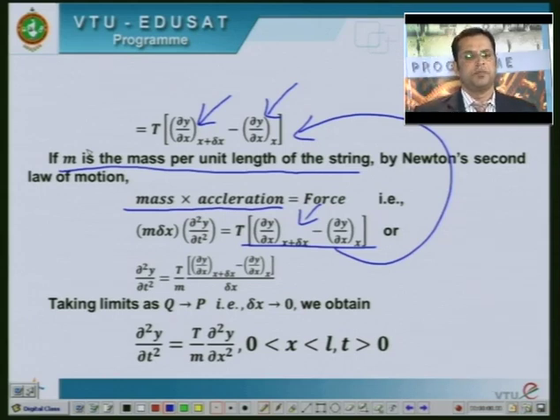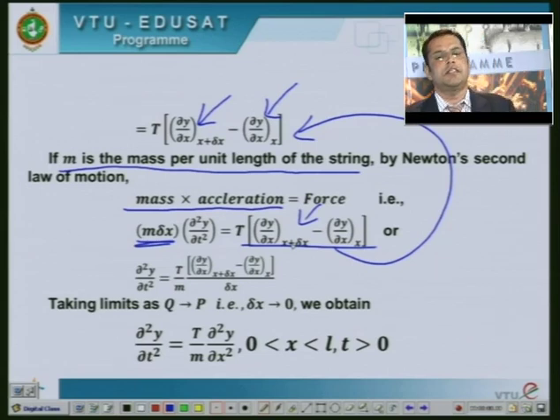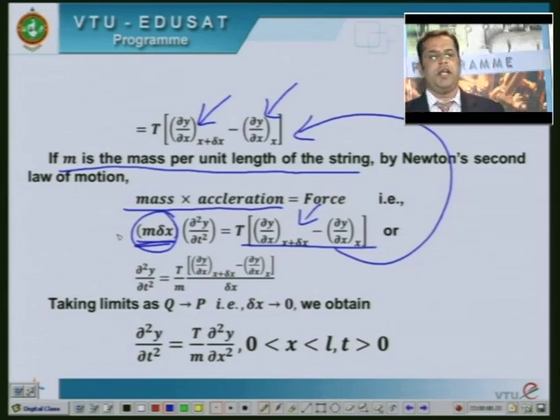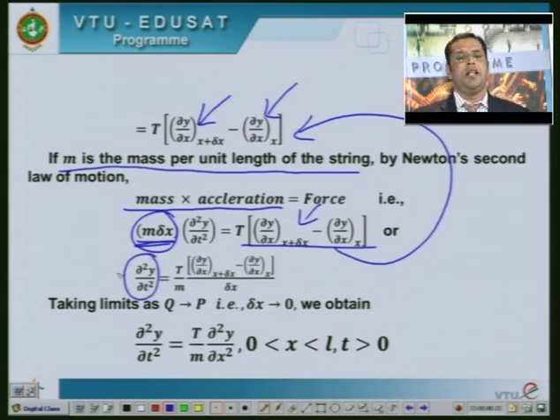and since m is the mass per unit length of the string, you have the mass component as m into delta x into acceleration, as we have seen in our previous slide, is dou square y by dou t square. The element moves with acceleration dou square y by dou t square. We have the relation m delta x into dou square y by dou t square is equal to capital T into dou y by dou x at x plus delta x minus dou y by dou x at x, or shift this term m delta x to the RHS. So, you get dou square y by dou t square equal to capital T by m into dou y by dou x at x plus delta x minus dou y by dou x at x whole divided by delta x.